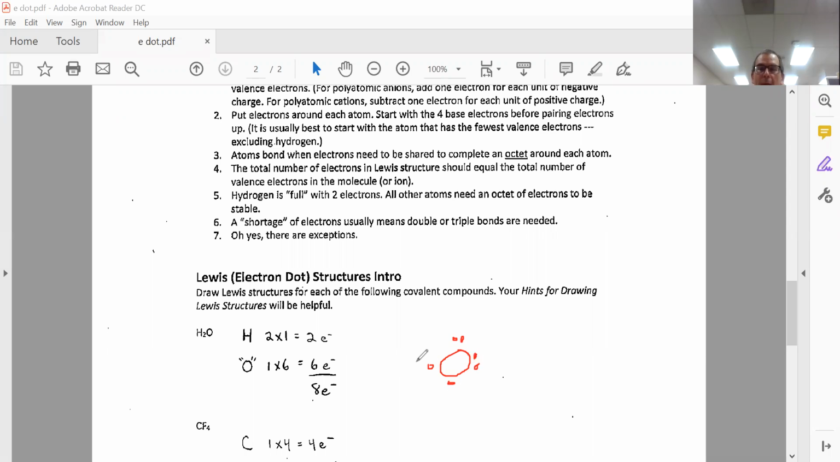Okay, now I look, it's supposed to have 8 around it. Everything wants to get to 8 electrons. So atoms bond when electrons are needed to be shared to complete an octet. The only exception is hydrogen, which wants to get to 2. So let's change our color here and do this. And I still need 2 more electrons on this structure, and each hydrogen has 1 electron. So I'm going to put a hydrogen here. I'm going to put an H right here.